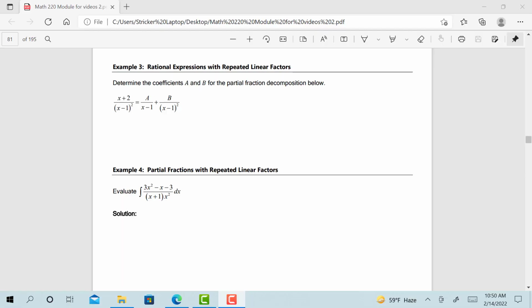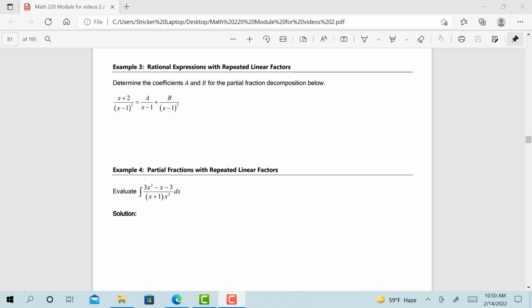In the last video, we looked at example 2, where we were able to take a quadratic denominator and reduce it down to two separate, distinct linear factors. In this video, we're going to take a look at examples 3 and 4, where we're going to see what we do when we have a rational expression where some of those linear factors are repeated. And that's what we have in this example 3.